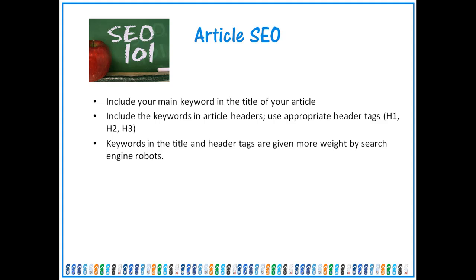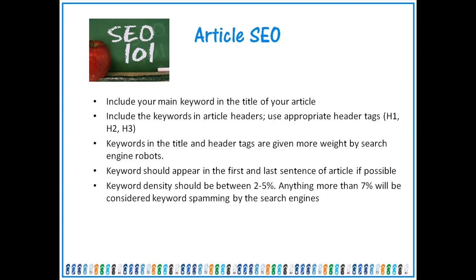The keywords in the title and header tags are given more weight by search engine robots. A keyword should appear in the first and last sentence of an article if possible. The keyword density should be between 2 to 5%. Anything more than 7% will be considered keyword spamming by the search engines.